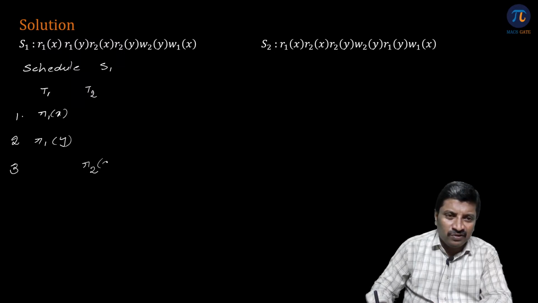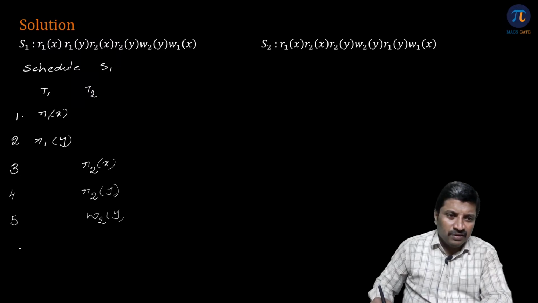It is reading the value of X. What is the fourth operation? It is reading the value of Y. What about the fifth operation, sir? The second transaction is reading the value of Y. What about the sixth one? The first transaction is reading the value of X.